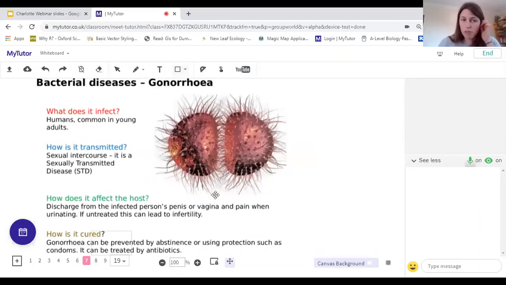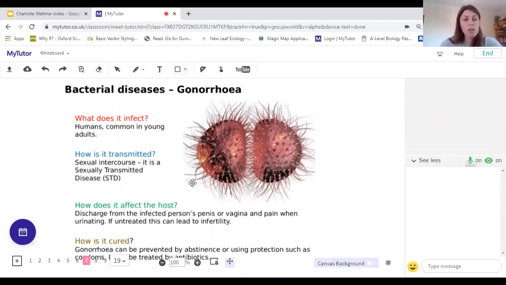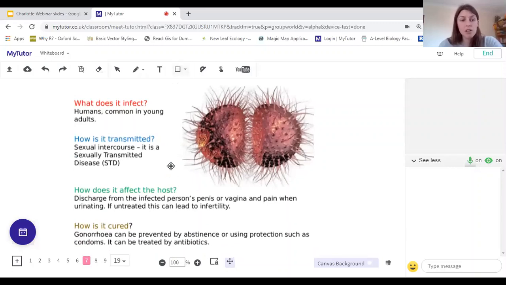So an example of a bacterial disease. Our first example is gonorrhea. Gonorrhea, again, is a human disease. It's common in young adults, and it's an STD, so it's a sexually transmitted disease.